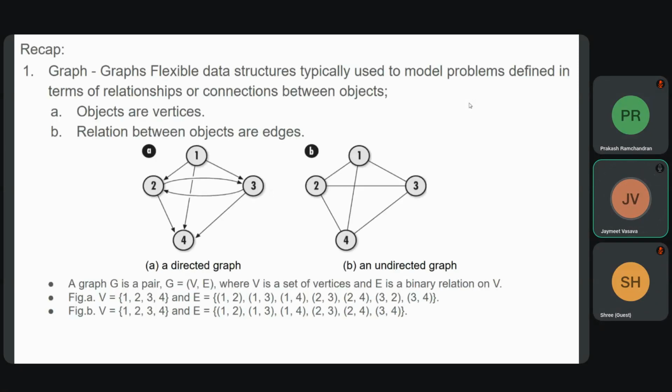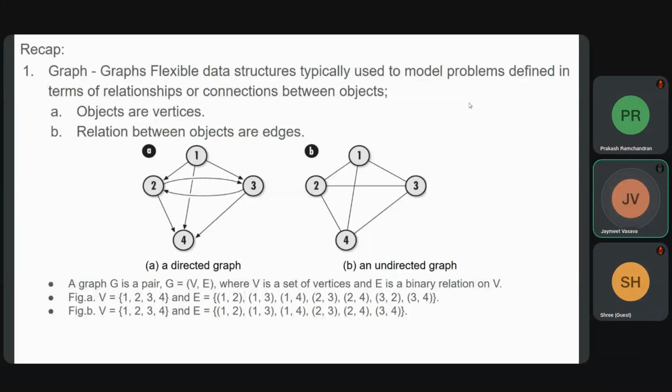So let's get started. What is a graph? It's a flexible data structure typically used to model problems defined in terms of relationships or connections between objects, where objects are the vertices. So 1, 2, 3, 4 are vertices, and the arrows or the lines between them show the relationship between them. The one with arrows is a directed graph, as you can see, there is a particular direction given to them. The one with just lines is an undirected graph. It means that it's bidirectional. So 1 and 2 and 2 and 1 are both connected to each other.